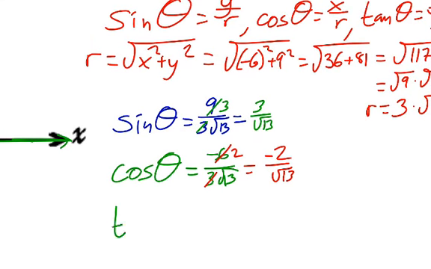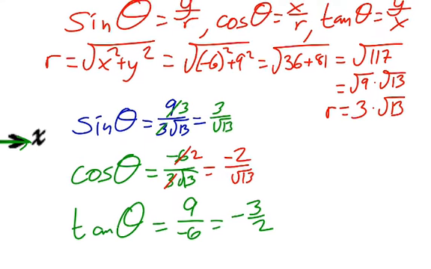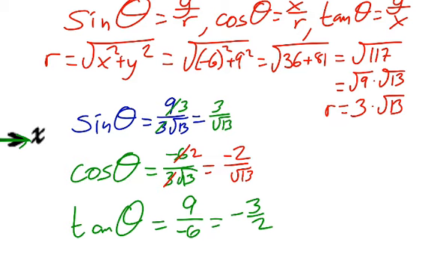And then tangent is our y value over our x. So tangent of theta is equal to 9 over -6, which we can reduce down to -3 over 2. It doesn't matter where you put the negatives on these, folks. Just make sure there's only one. You can put it out front, on top, or on the bottom, as long as there's only one.